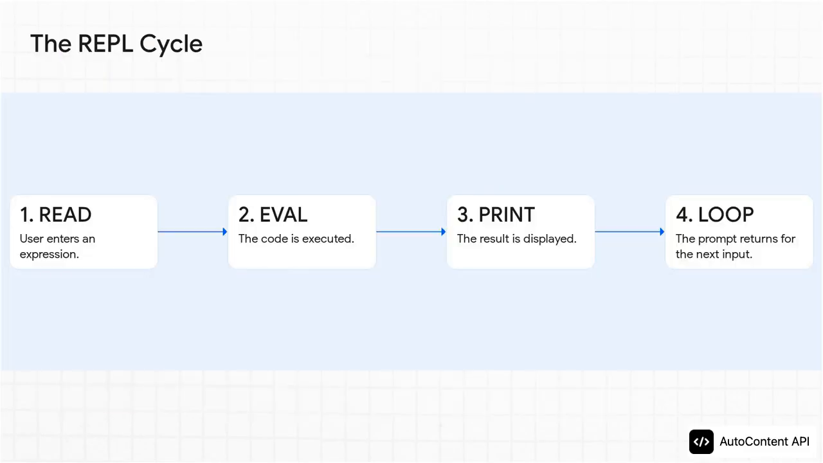And this slide just lays out the whole process perfectly. It's a really simple, continuous cycle. The system reads your input, something like 2 plus 2, then it evaluates it to get the answer, 4, it prints that result back to your screen, and then it loops right back around waiting for your next command. Read, eval, print, loop. That's the whole thing.